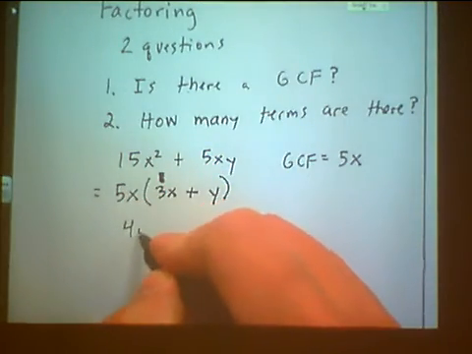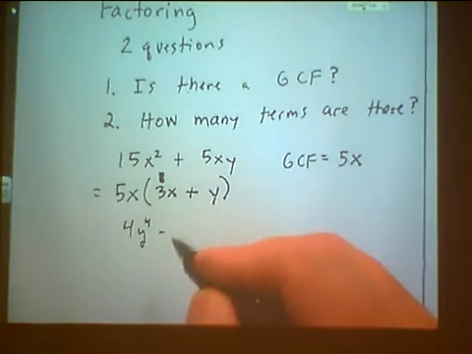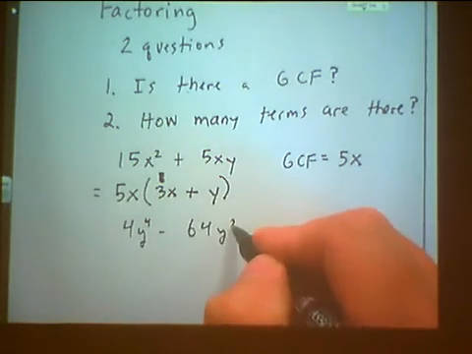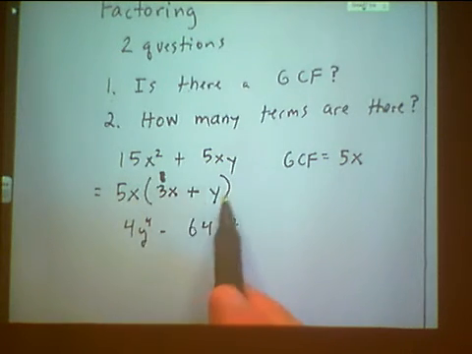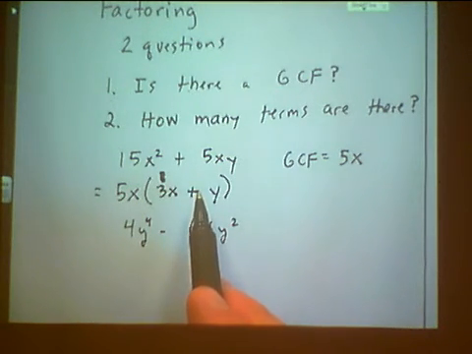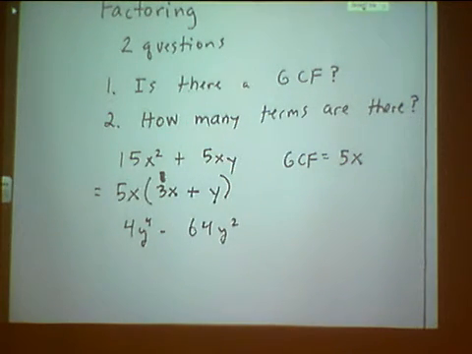How about 4y to the 4th minus 64y squared? And by the way, let me just make a note now. Once you factor out the GCF, then usually whatever is left in parentheses, you go back and look at that and ask the question, how many terms are there? And then you try and decide if you can factor that. So for the second one, 4y to the 4th minus 64y squared, I'm going to first factor out the GCF.